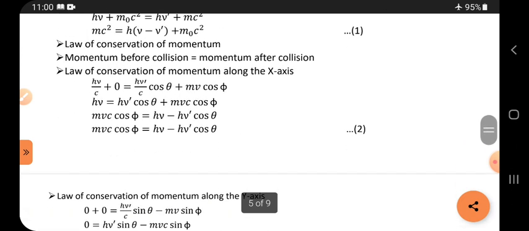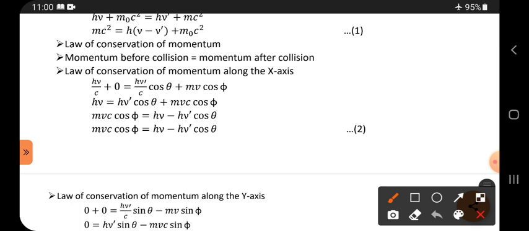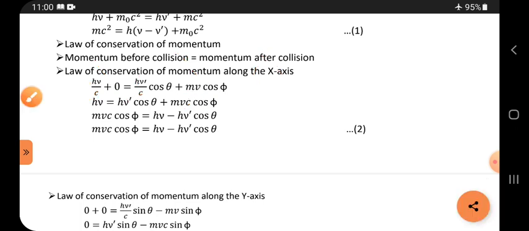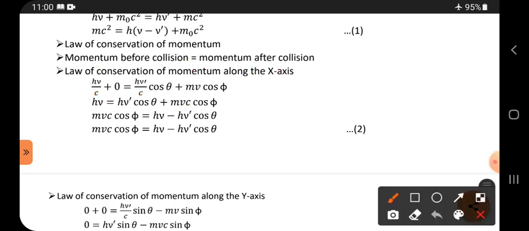Okay, just now you have seen h nu by c, it is before collision, these two things are after collision along x direction. So h nu dash by c, mv, and then we multiply on both sides with c, then this c cancels, this c cancels, and here we get one more extra c. That is why here c appears, when you multiply with c on both sides.